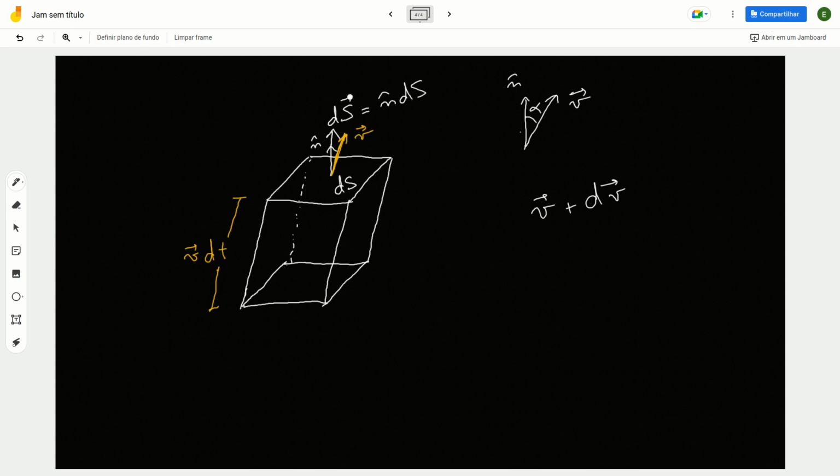Sometimes I'll use ds with arrow, sometimes ds without the arrow. The one without the arrow is just the area. So this is the element, this is the velocity, this is the normal, and the prism represents the motion of the particles in this region through dt time units. So in dt time units, if they are moving at the velocity v, they will cover this space, right? So we have here x, y, and z components, and these particles are inside this prism.